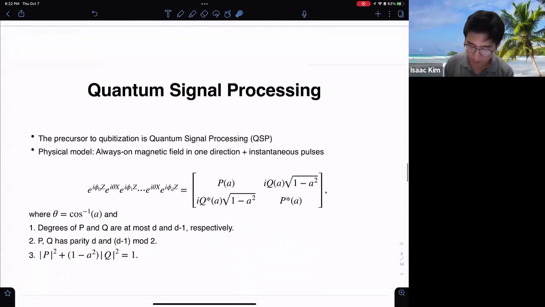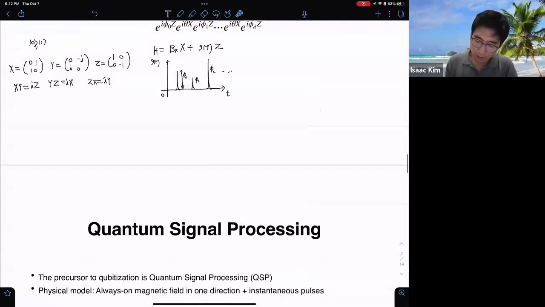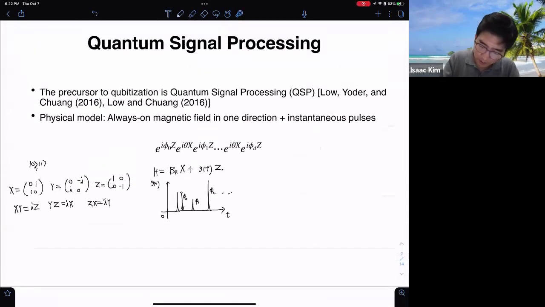One thing that I forgot to mention is that I'm going to make the spacing between the pulses constant. That's why, if you look at this, the angle theta for the X rotation is the same for all of them. They're all fixed to the same value of theta. That'll prove to be important later, but for now, it's just a convention.